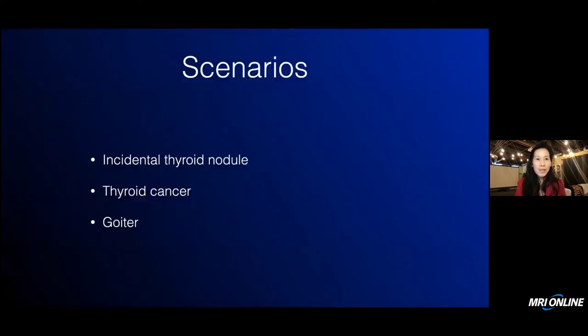So that is the anatomy and the embryology. And next, we're going to move to our three scenarios, which are the incidental thyroid nodule, thyroid cancer, and goiter. So I hope you stay tuned and stay with me.